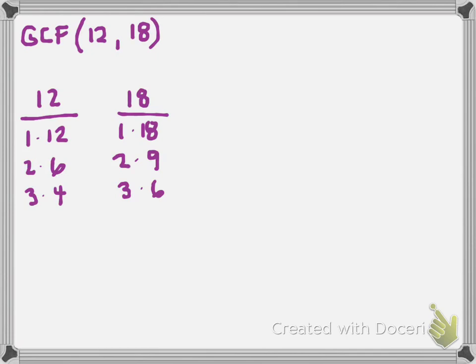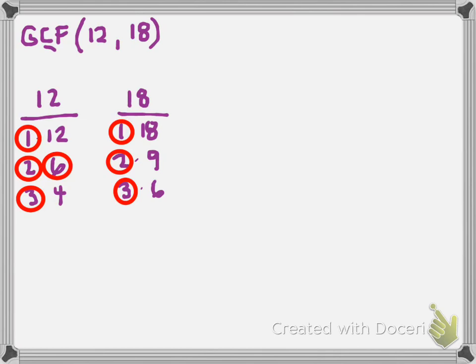And that's it. So the GCF of 12 and 18, well, the C stands for common. What are the common factors? Well, I would find the common factors by just comparing the lists. There's a common 1. Here's a common 2. There's a common 3. And there's also a common 6. Okay? Of those common factors, which one's the greatest? Well, it's easy to see that it's the 6. So that is the greatest common factor.